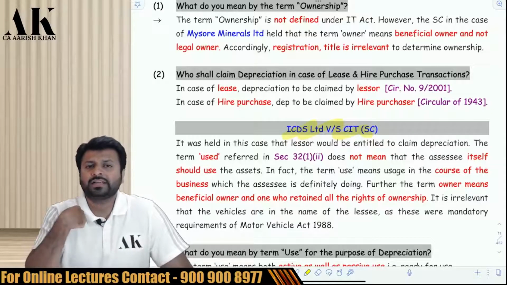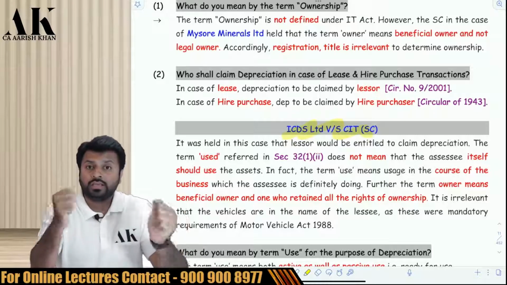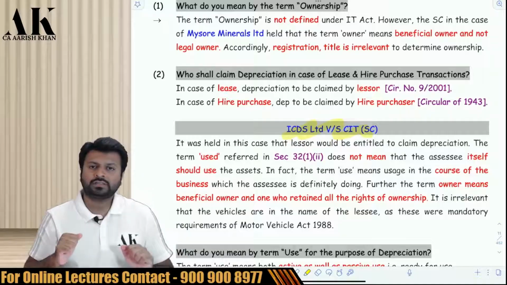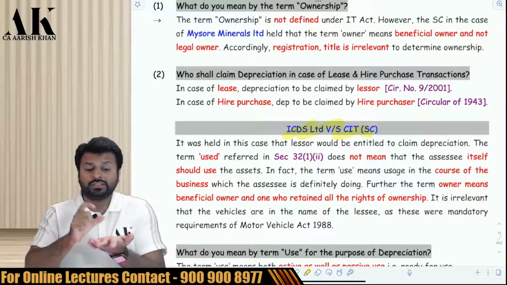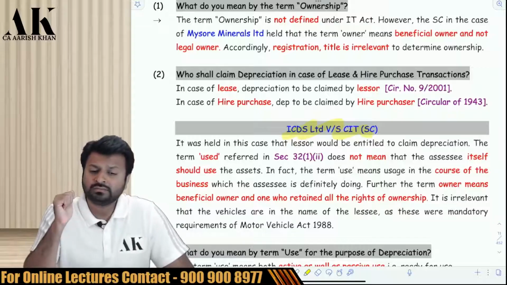The assessing officer said that you cannot claim depreciation because you are not using the car. You are not having the steering in your hand. The steering is in the customer's hand. Secondly, the assessing officer is saying, I will not give you depreciation because in the registration certificate, in the RC book, your name is not there. It is the customer's name which is there.